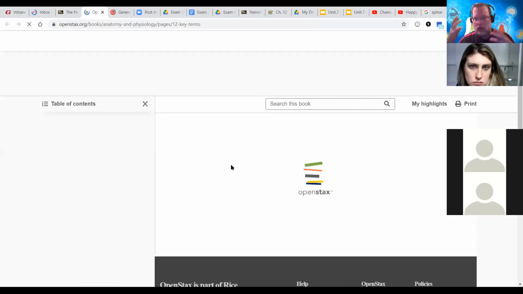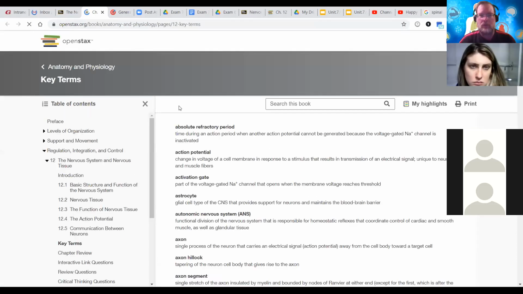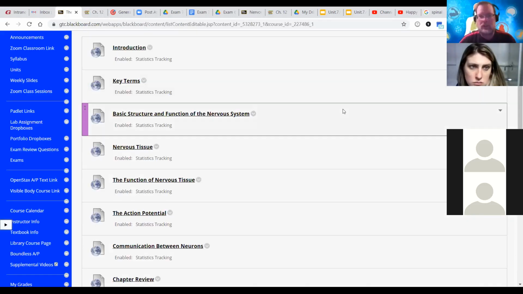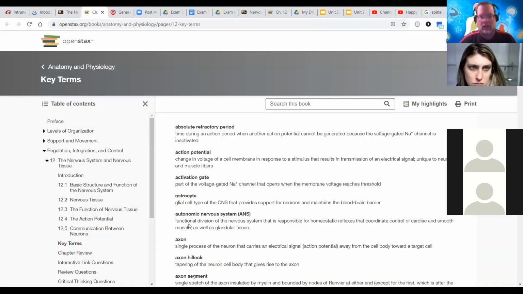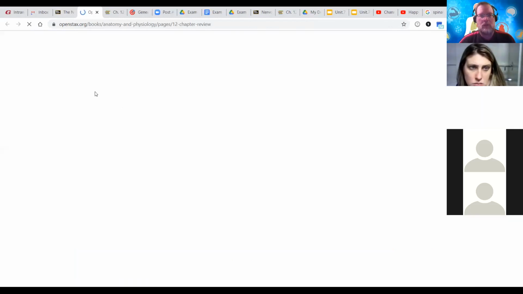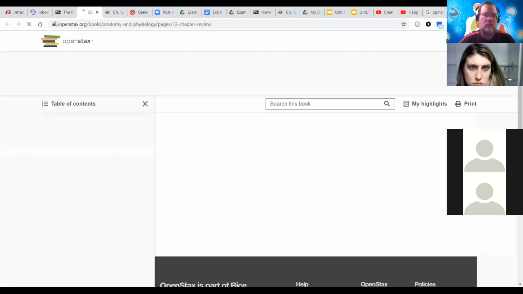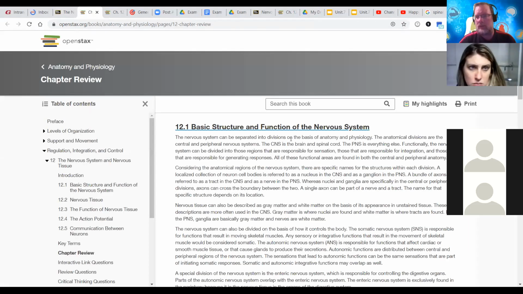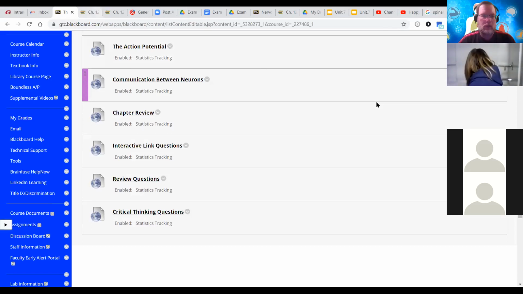So I don't have to dig around in OpenStax trying to find it. So there it is, key terms, for instance. I'll go back there, kind of zipped away from it fast, but there's that. Basically, each of these, see, introduction and so on down the line, chapter review, they created hyperlinks for all of those. So if you click chapter review, it'll take you right out to the chapter review. So that may be of some help. Again, I hope you are using OpenStax anyway, but there you go.